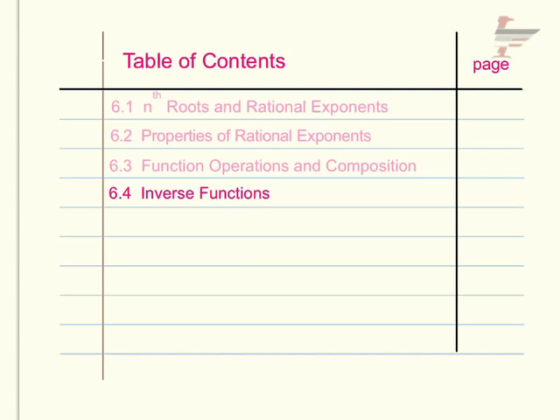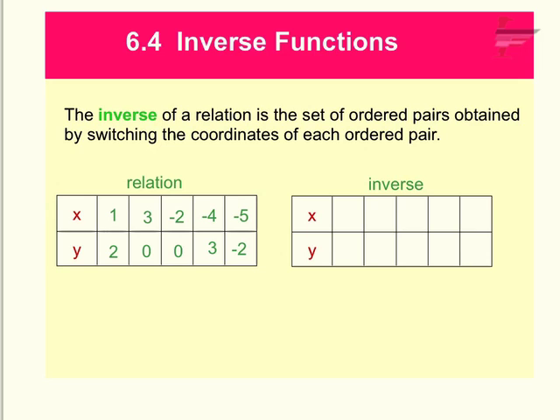Lesson 6.4, we are going to talk about inverse functions. So, the inverse of a relation is the set of ordered pairs obtained by switching the x-coordinates and y-coordinates of each ordered pair. So here we have a relation. We can see all these x's matching up with all these y's, so we've got all those ordered pairs going on. To find the inverse, really, is just as simple as switching the x's and the y's.